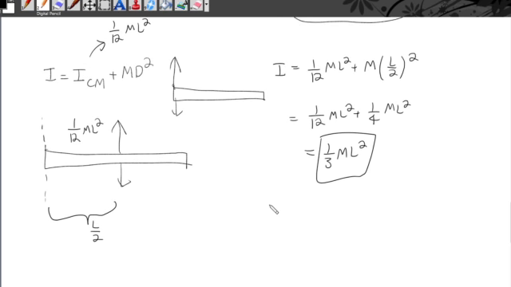Another important formula to know, well, it's not as important, but okay, so this is known as the parallel axis theorem. And yeah, you can see why it's called that. It's pretty self-explanatory.